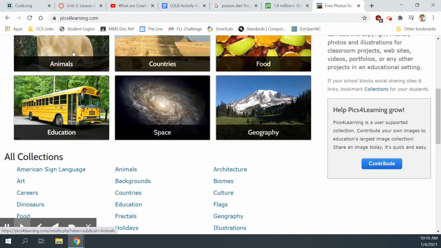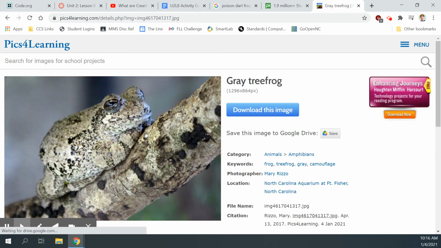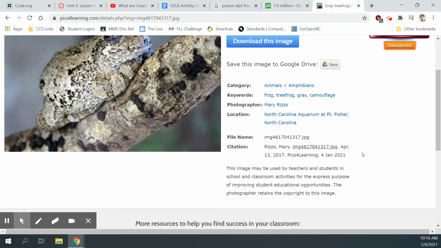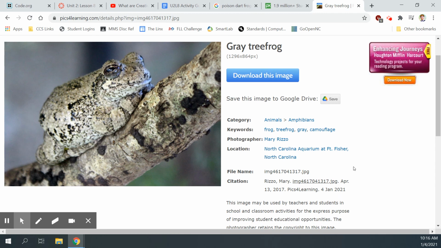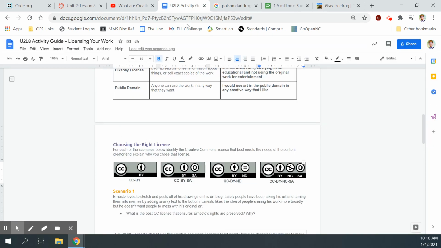So let's go to animals and just go to amphibians and go to a gray tree frog. Sure. So on this one, the citation, Mary Rizzo. So it says this may be used by teachers and students in school for educational opportunities. The photographer retains the copyright to this image. So this one can't be used to make money or to advertise. That can only be used non-commercially, meaning that you can use it for education.